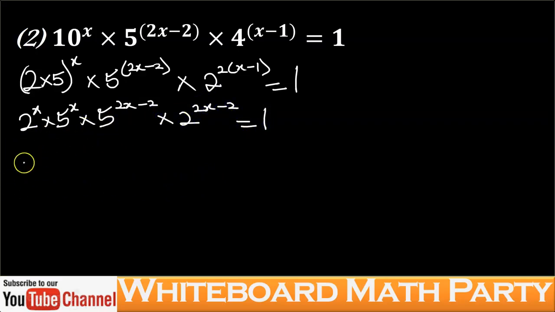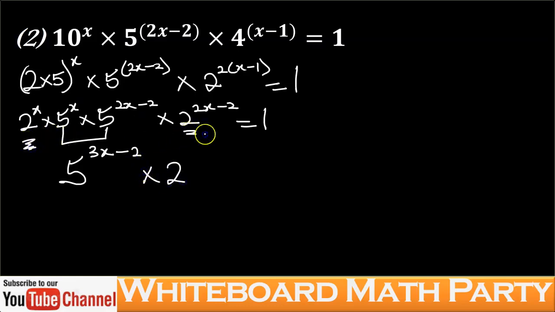Let the 5's go together. So for the 5's, I'm going to do something like this. 5 alone to the power of x plus 2x is going to give me 3x minus 2. Yes. Times, what about 2? I'm going to work with this guy here and this guy here. Let me change the color for the 2's so that we don't get confused. So it's going to be 2 here, all right, to the power of x plus 2x, which gives me 3x minus 2. Okay, all is equal to 1.